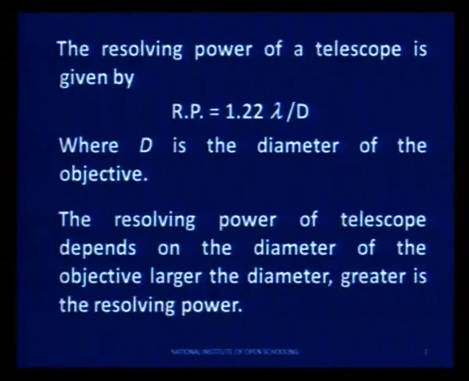So, we can say that the resolving power is d divided by 1.22 lambda, where d is the diameter of the objective, lambda is the wavelength of light used, and 1.22 is the correction factor. So, the resolving power of a telescope depends on the diameter of the objective. Larger the diameter, greater is the resolving power. Since our eye is also an optical instrument, what about its resolving power?